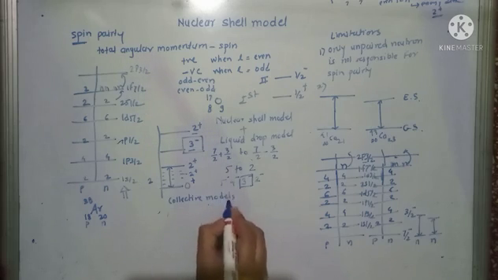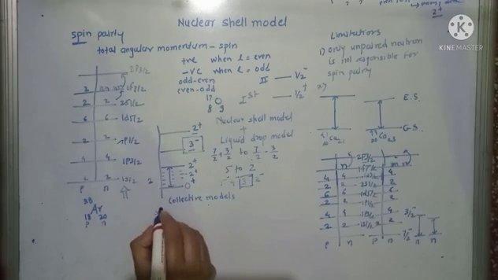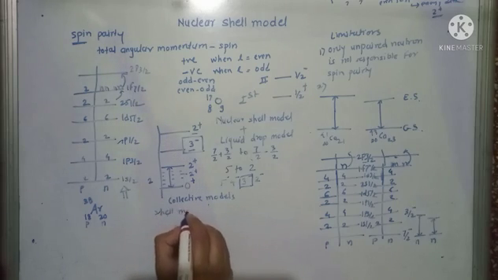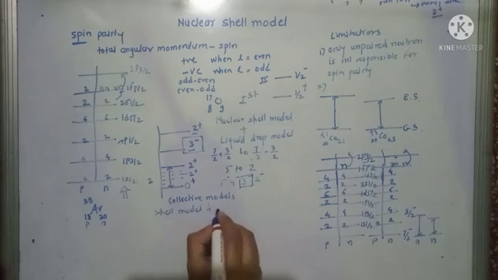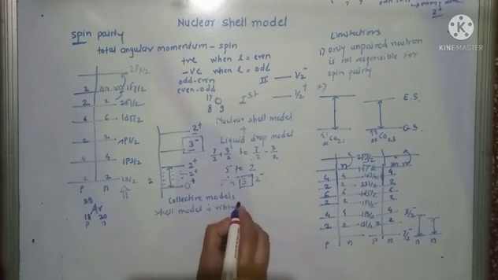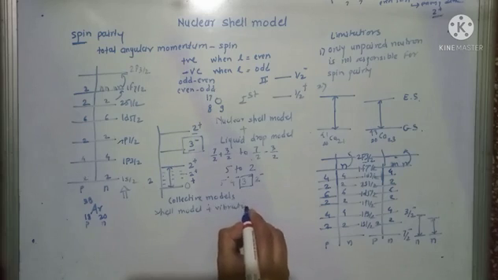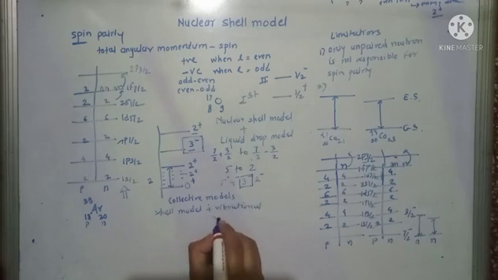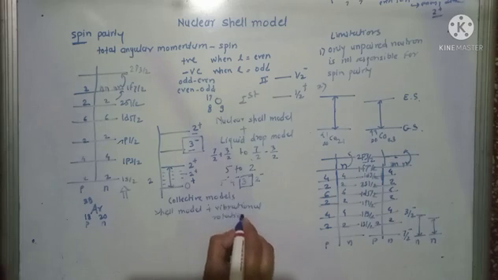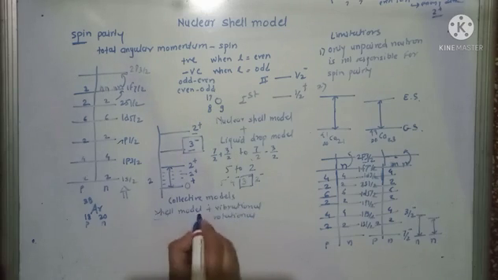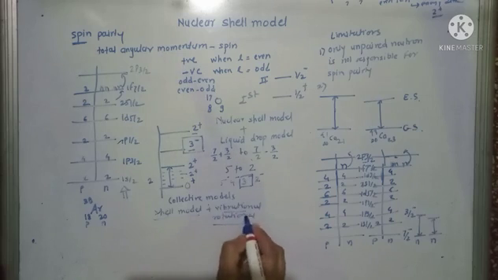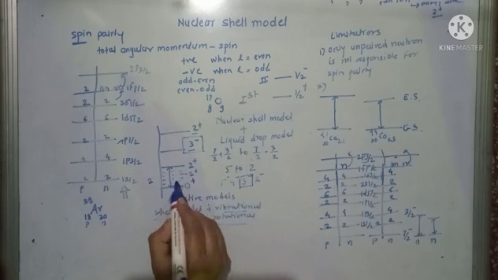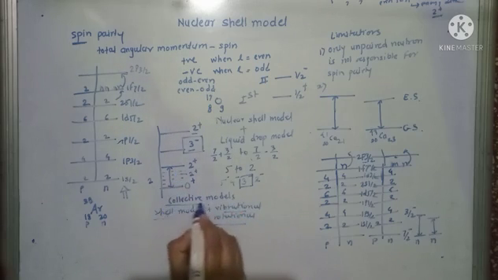So what is meant by the collective model? When you combine the shell model with vibrational or rotational models, that is, when you combine the shell model along with another model, these are called collective models. These extra energy levels could be explained with the help of these collective models, which we will see in the next lecture.